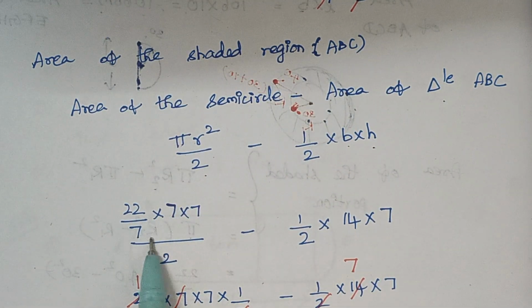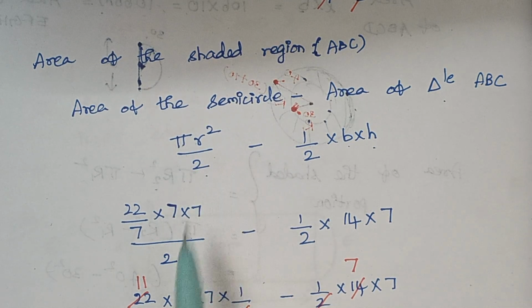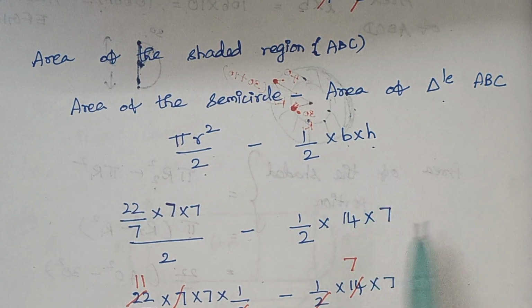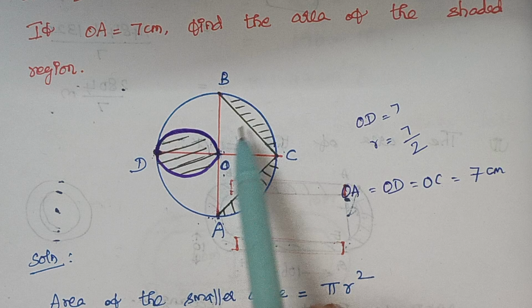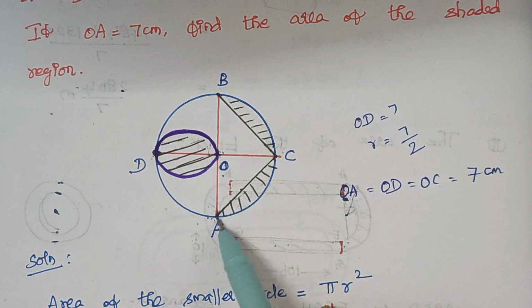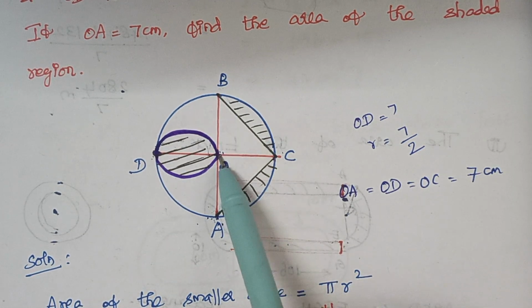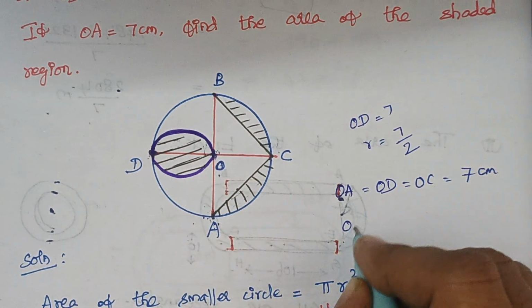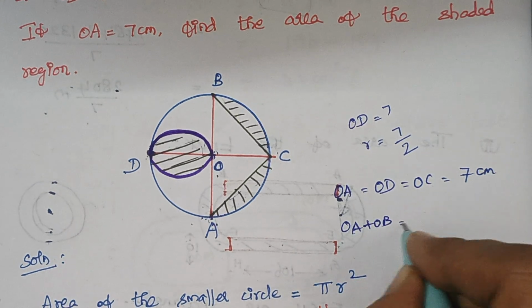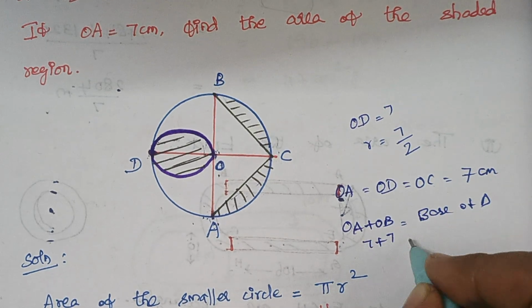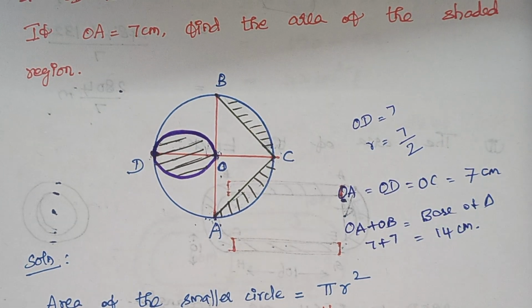So just substitute the values over here. 22 by 7 into 7 into 7 by 2, minus 1 by 2 into base into height. What is the value of the base here? This is the base of your triangle. This OA is 7 and this OB is also 7. So OA plus OB forms the base of the triangle. Here the value is 7 plus 7, which is equal to 14 centimeter.